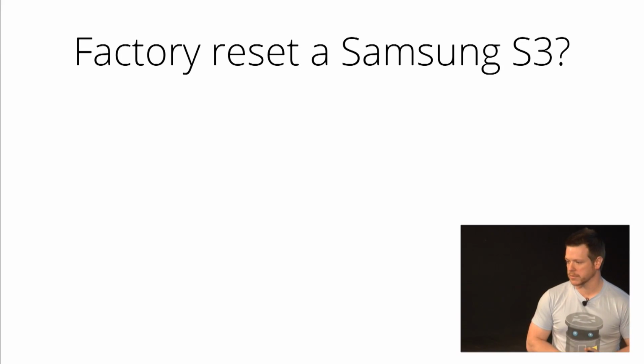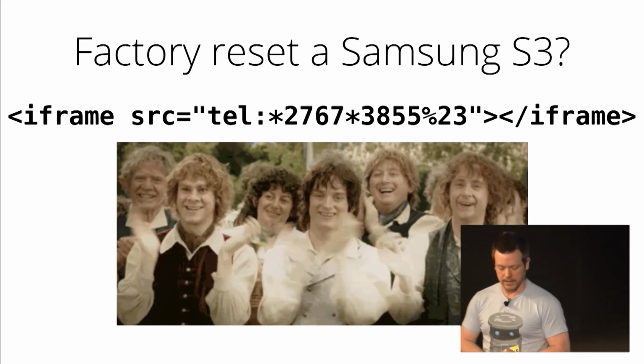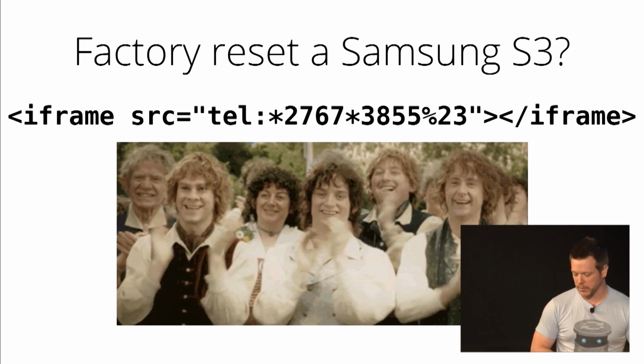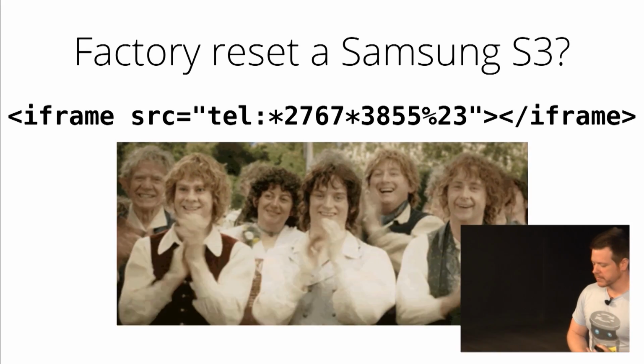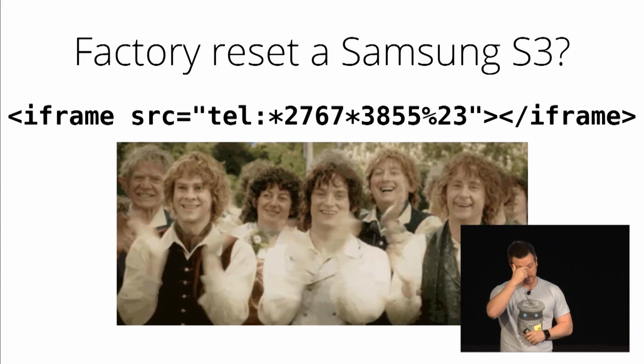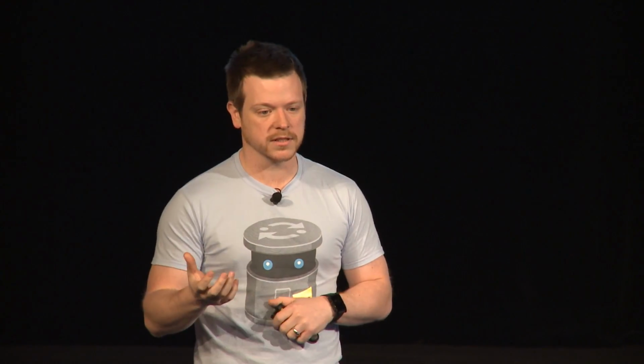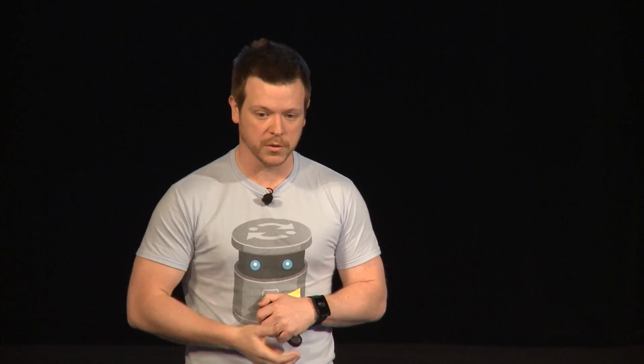Probably my favorite one: if you do need to do a factory reset of a Samsung S3, you just give them an iframe. And the applause is for the engineers that let that one through. This doesn't work anymore, by the way. They patched it after they saw it go viral across the web. Pretty simple. You just point the iframe to the telephone protocol and give it the code to do a factory reset. It wouldn't prompt the poor user. It wouldn't say, we're about to do a factory reset, or do you want to dial this number? It would just wipe the phone. So yeah, pretty cool.